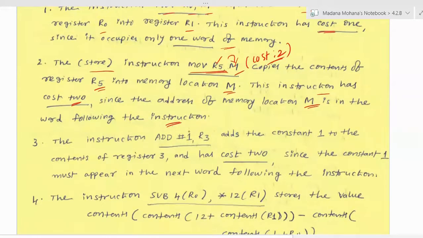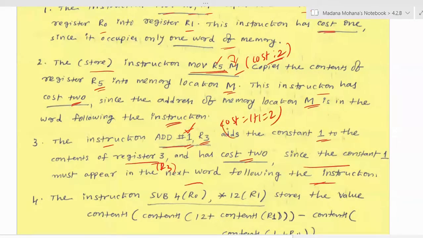Similarly, whenever a constant is used, the instruction is of the form add #1, R3. Now what is its cost here? What is the meaning of this? It adds the constant 1 to the contents of register R3, and it has cost 2. Because for the constant one location, and for the instruction one location, since the constant 1 must appear in the next word following the instruction. Therefore 1 plus 1, its cost is 2. For a register, we don't count any cost. For the instruction one location, then whatever the operand value, it may be a constant or memory.